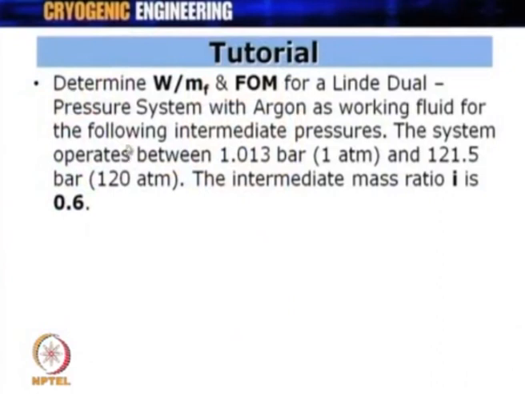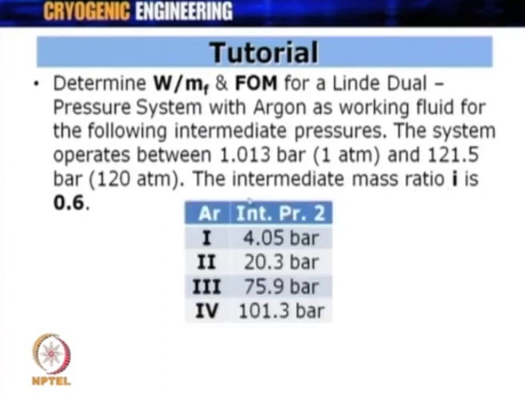The problem is: determine W by m dot F and figure of merit for a Linde dual pressure system with argon as the working fluid for the following intermediate pressures. The system operates between 1 atmosphere and 120 atmosphere, and the intermediate mass ratio I is 0.6. There are various intermediate pressure points, and we want to find the value of W by m dot F and figure of merit for these intermediate pressures.